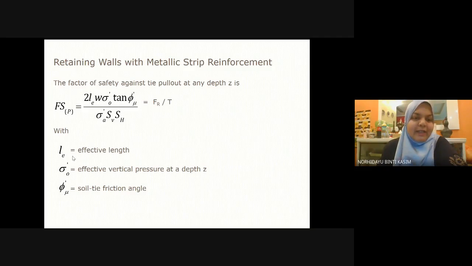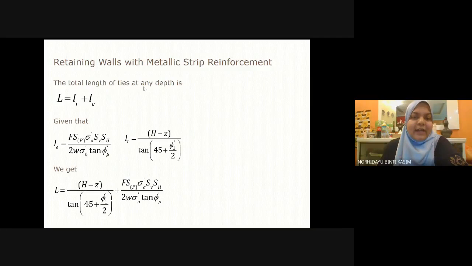LE is the effective length. Sigma 0 prime is the effective vertical pressure at depth Z. And phi mu prime is the soil-tie friction angle. These are the variables here.